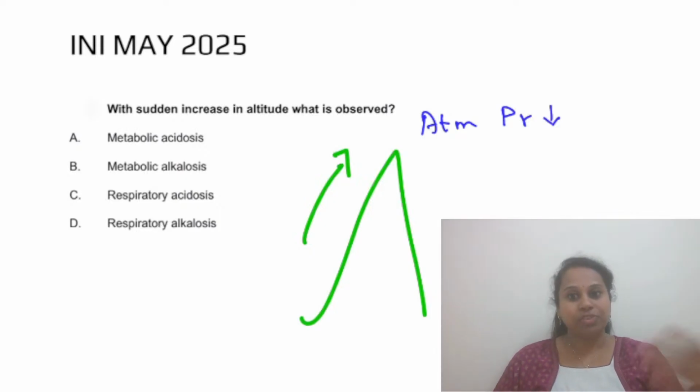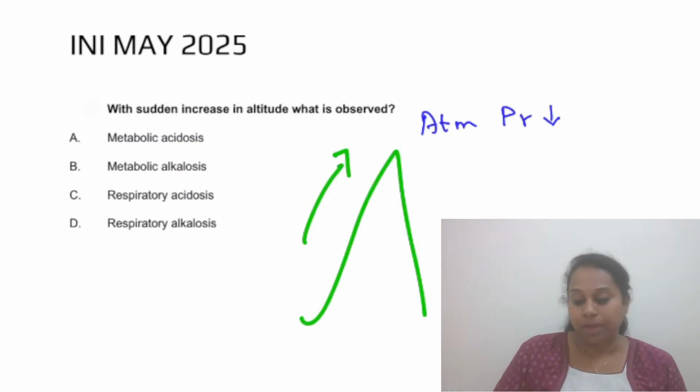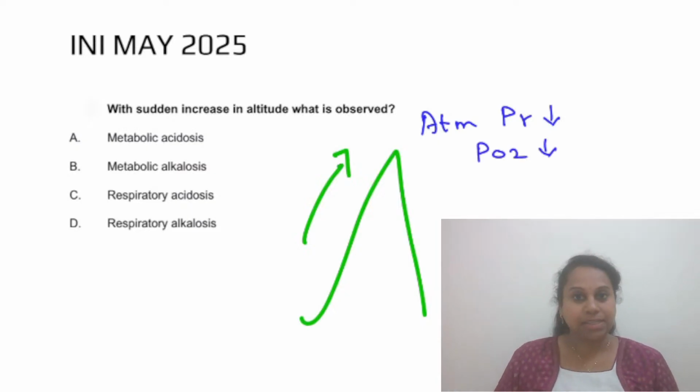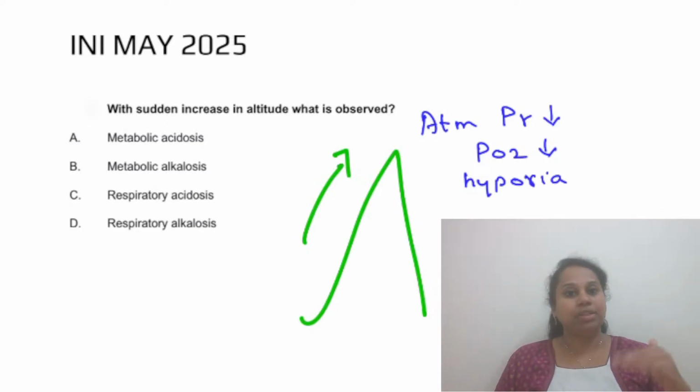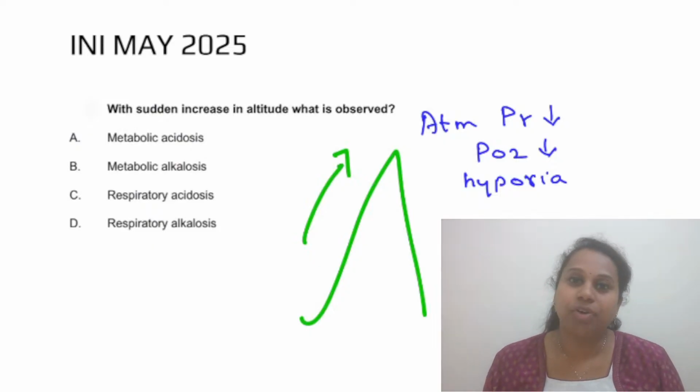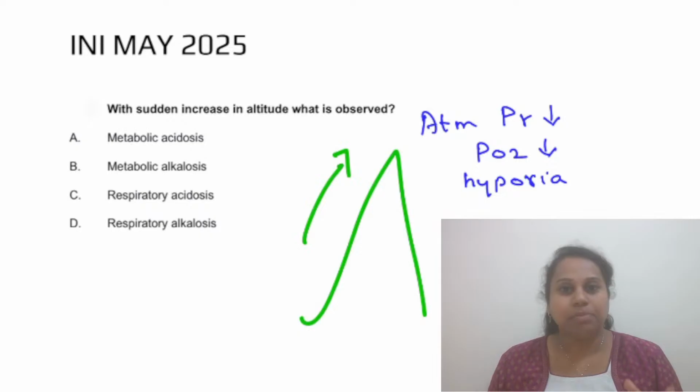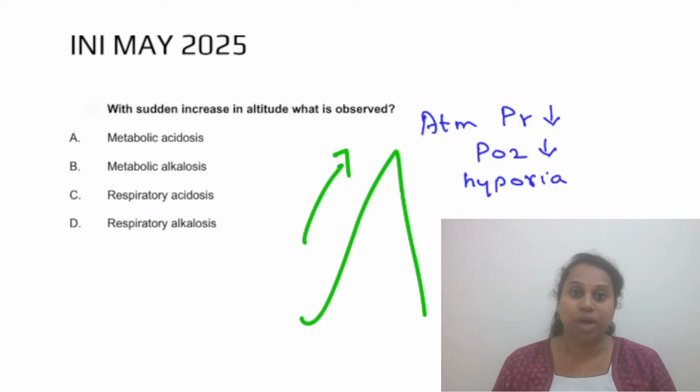When I say atmospheric pressure is less, it means the partial pressure of gases is low. Partial pressure of oxygen is less. When partial pressure of oxygen is less, this is called hypoxia. So on top of a mountain, there is hypoxia. Hypoxia is a very potent stimulus for peripheral chemoreceptors. Where are the peripheral chemoreceptors located? On the arch of aorta and at the bifurcation of the internal carotid artery. That is the location of the peripheral respiratory chemoreceptors, which are very, very sensitive to hypoxia.